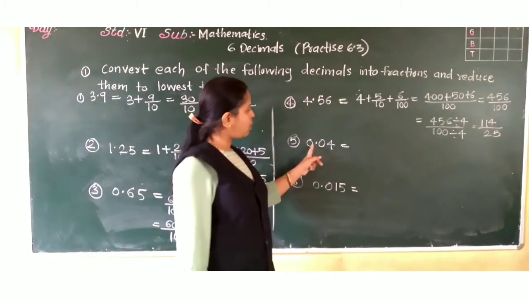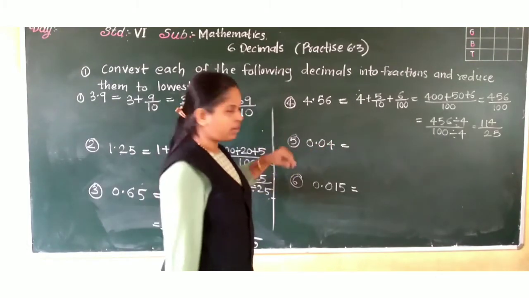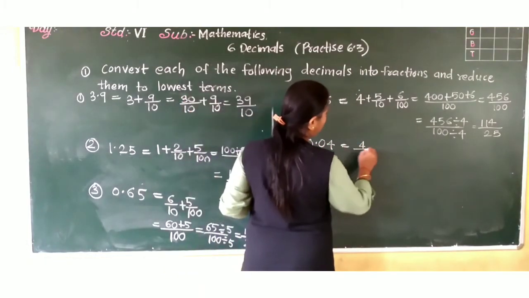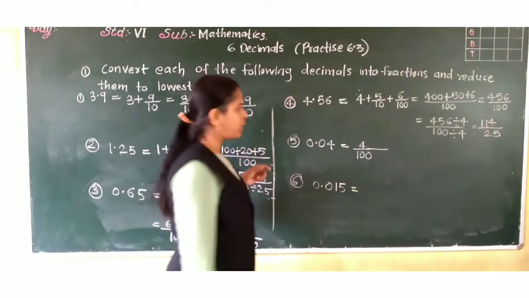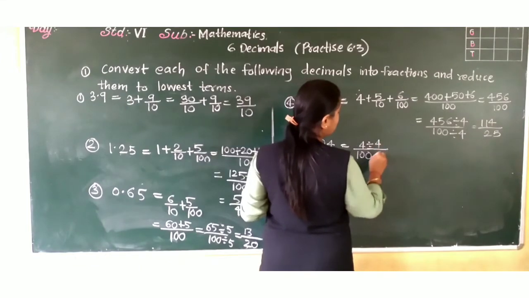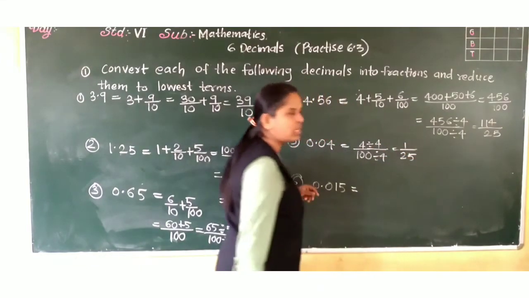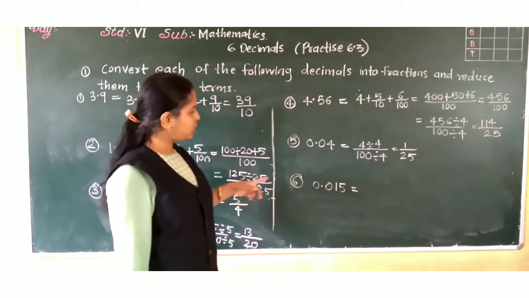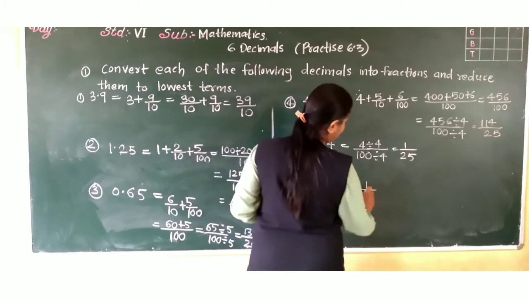Next. Now here 0, 0. Directly 4 is there at which place? 100. So, how to write it? 4 upon 100. Now, what is the HCF of 4 and 100? 4. So, 4 ones are 4 and 25. This is the reduced form. Next, here 1 is there at 100, 5 is there at 1000.